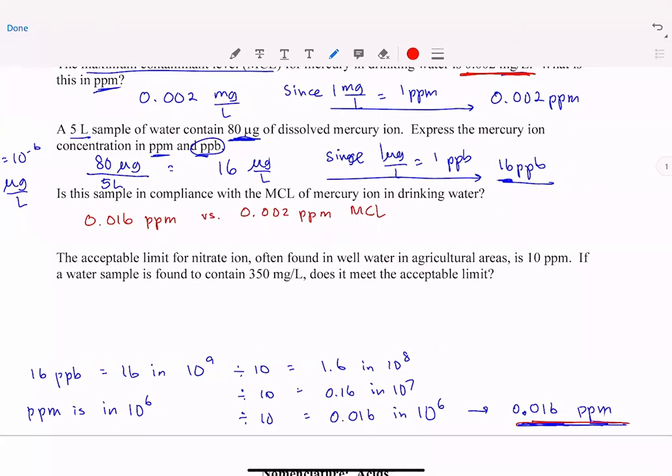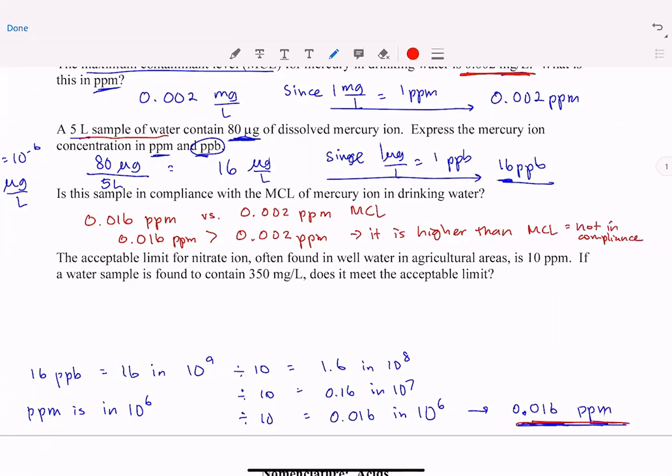Okay, so 0.016 is greater than, right? So this is greater than the 0.002 parts per million. So when the number value of the tested water sample is a higher parts per million, that means it's not falling in the range. So this is higher than the maximum contaminant level. Okay, so that means it's not in compliance. And that would be a flag. There's too much of this pollutant in there.